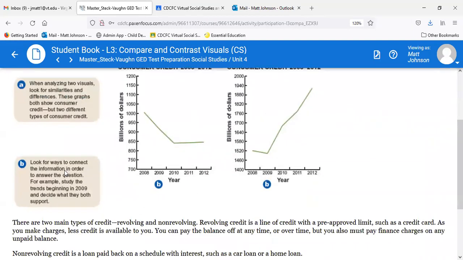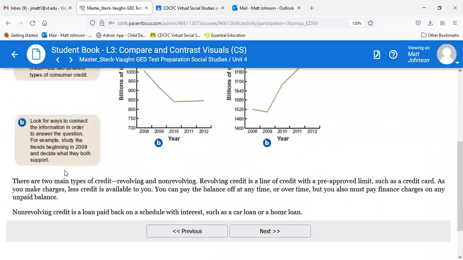Go ahead and read the bottom here so we understand what revolving and non-revolving credit is. There are two main types of credit, revolving and non-revolving. A revolving credit is a line of credit with a pre-approved limit, such as a credit card. As you make charges, less credit is available to you. You can pay the balance off at any time or over time, but you also must pay finance charges on any unpaid balance. Non-revolving credit is a loan paid back on a schedule with interest, such as a car loan or a home loan.